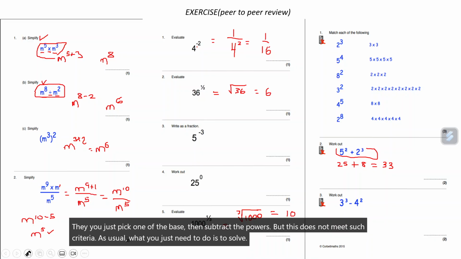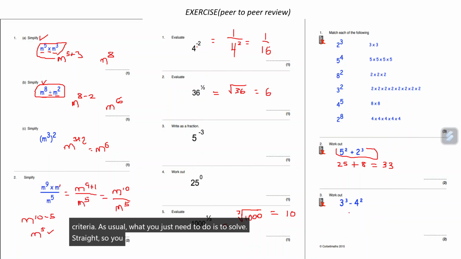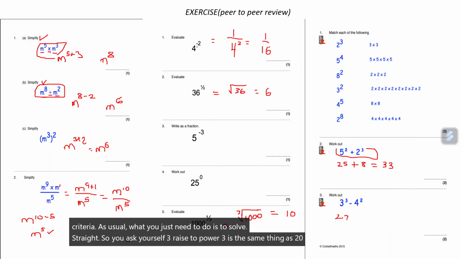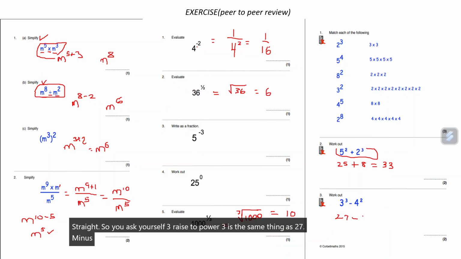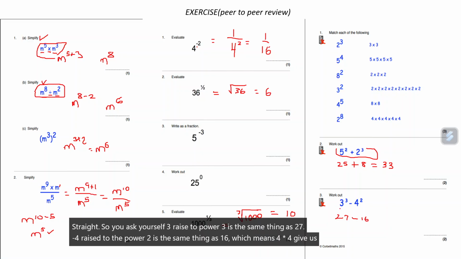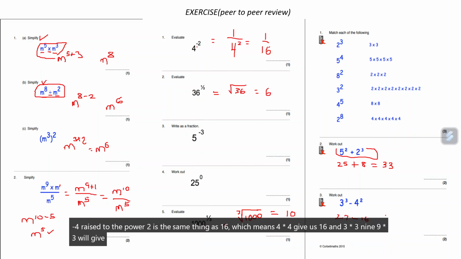So ask yourself, 3 raised to power 3 is the same thing as 27, minus 4 raised to the power 2 is the same thing as 16, which means 4 times 4 will give us 16, and 3 times 3, 9, 9 times 3 will give us 27. So once you subtract this, you'll be having 11.